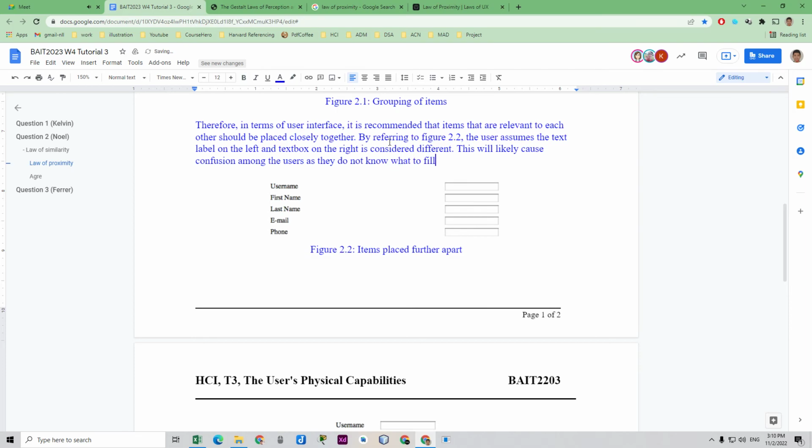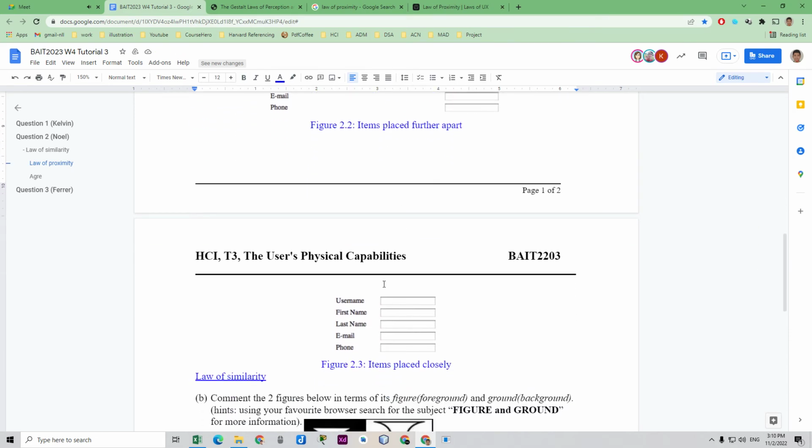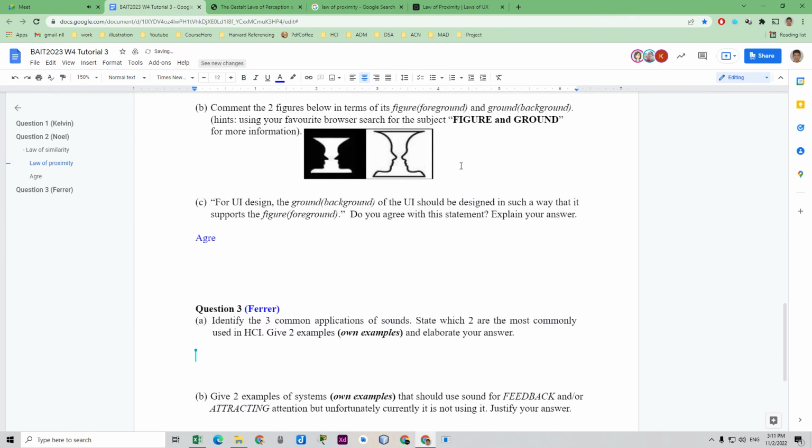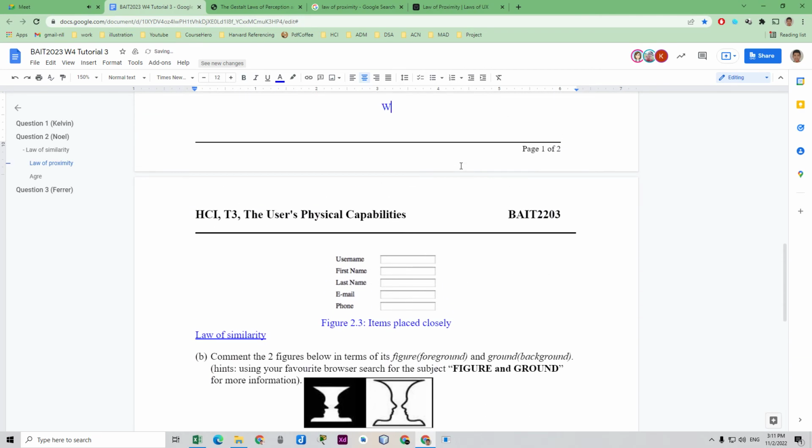Okay, and then which two are most commonly used in HCI, you give examples from these two. Like, I give you one example, like locate things, right? So you use sound to locate things. But if it's locate things, it's not really used in HCI, right? So you find another common application or use of sound when we apply it to HCI. Got it, Farah?